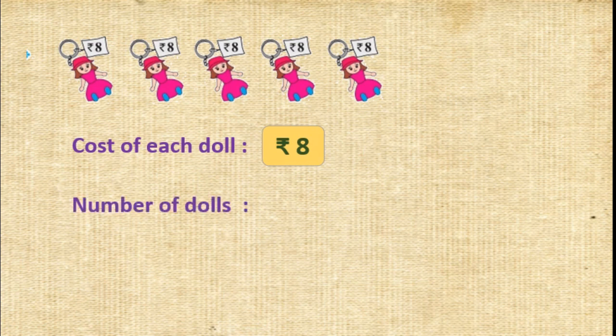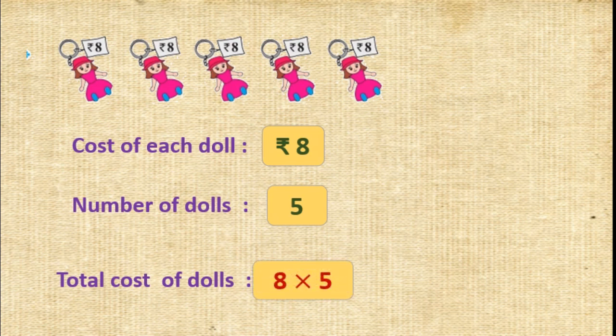And how many dolls are there? Number of dolls 1, 2, 3, 4, 5. 5 dolls are there, isn't it? So total cost of dolls, that is 8 multiplied by 5, isn't it? 8 5s are how much? That is 40. So we will write rupees 40 because we are dealing with the money. So that is rupees 40.